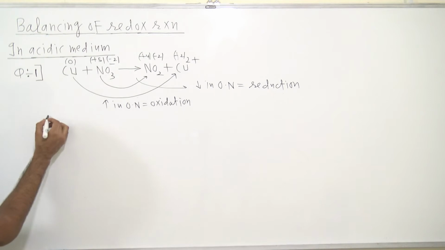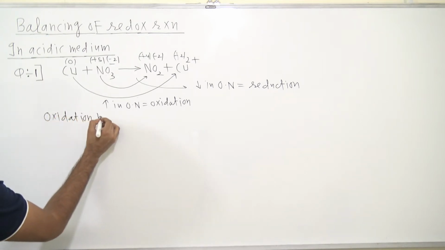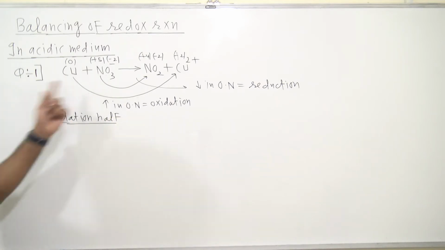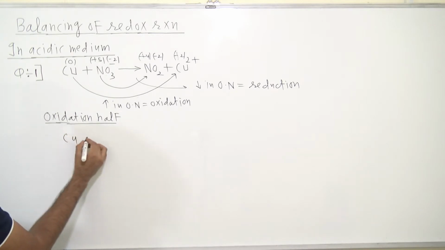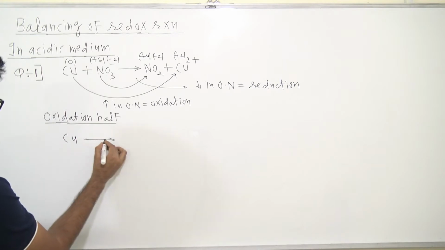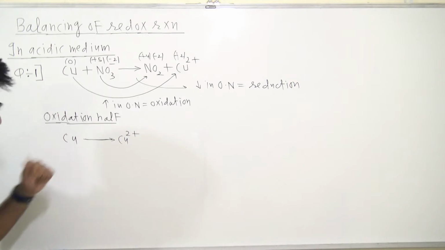After that, guys, you write the oxidation half. Oxidation half means where oxidation is going on, right? So as you can see here, copper is changing into copper 2+. So this is your oxidation half.